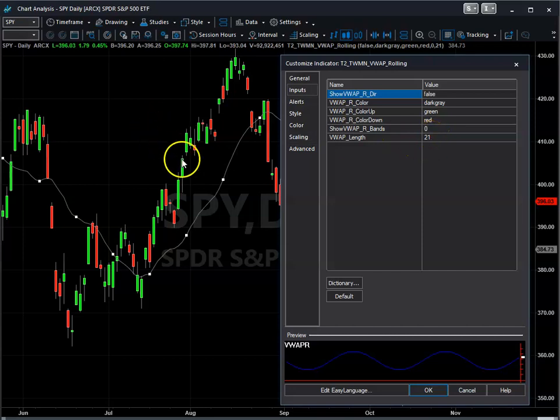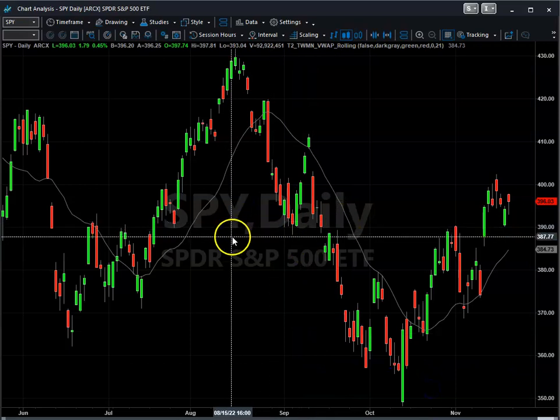So this works on any time frame, but on a daily, 21 is basically kind of one trading month, if you will, 21 trading days typically in a month. So it's just kind of looking back over a monthly period, seeing where we are in relation to the VWAP for the past 21 days. And it's just, like I say, a rolling average.